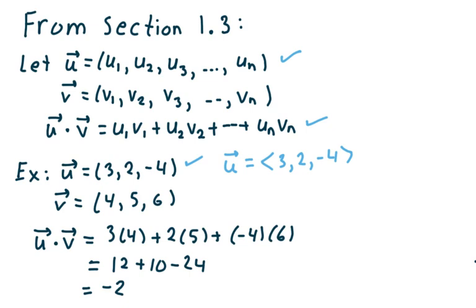The dot product of u and v is equal to 3 times 4. So notice I take the first component of u and multiply it by the first component of v. Then I'm going to go plus 2 times 5. So I take the second component of u times the second component of v. And then I go plus negative 4 times 6. So I take the third component of u times the third component of v. And we multiply, and then add up those results. So I get 12 plus 10 minus 24, which is equal to negative 2.